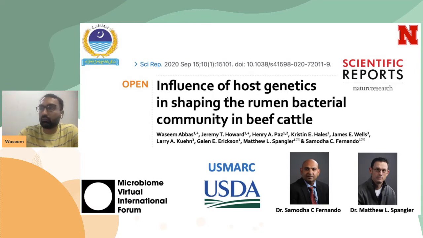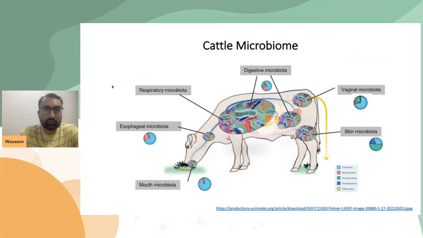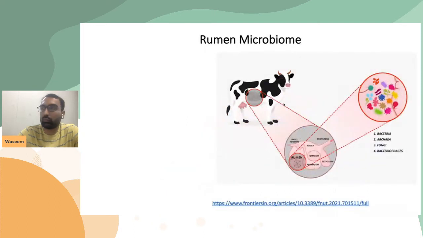First of all, I will talk a little bit about the cattle microbiome. I think most of the audience here work a lot with the human microbiome, but for the cattle microbiome, a lot of studies have been done on the oral microbiome, digestive tract microbiome, reproductive tract microbiome, or skin microbiome. And the interesting thing is that Firmicutes are the major group of bacteria that we can find in most of the cattle microbiome except the skin microbiome. But for today's talk, I'm going to focus more on the rumen microbiome.